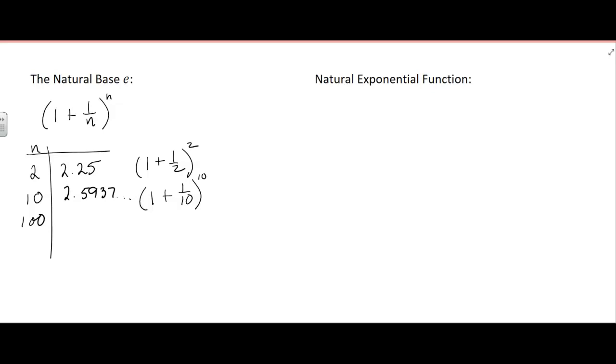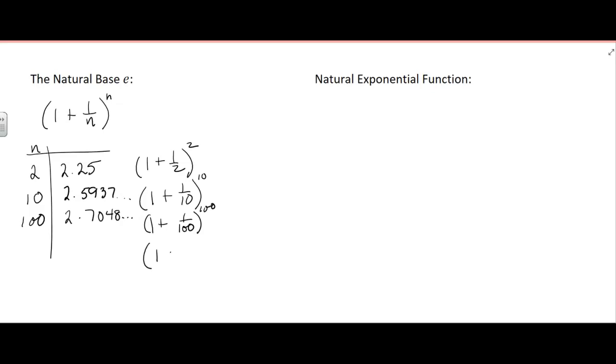So now we're going to put in 1 plus 1 over 100 to the 100th power. Okay, so parenthesis, 1 plus 1 divided by 100, parenthesis, to the exponent 100th power. And I get 2.7048, and on it goes.